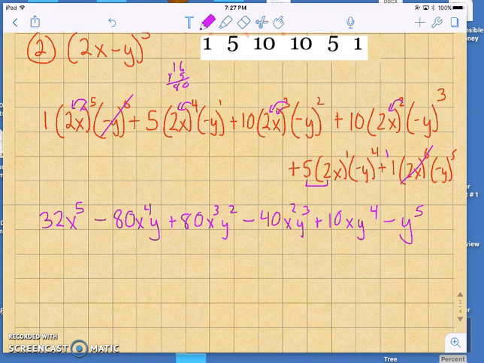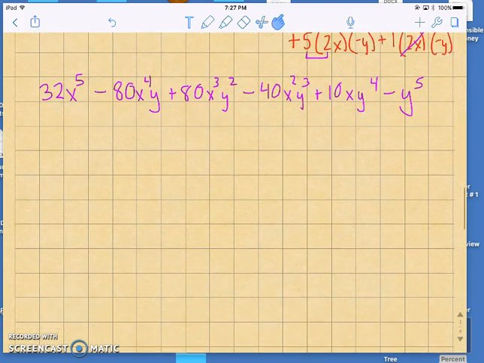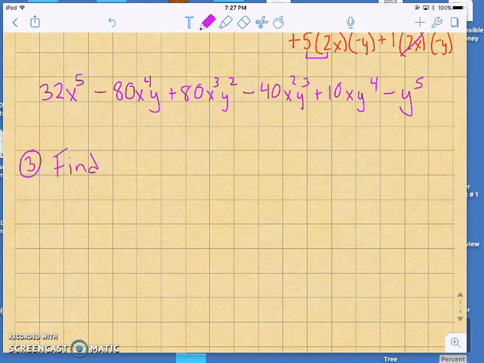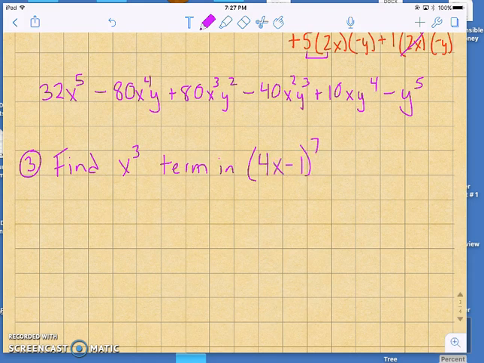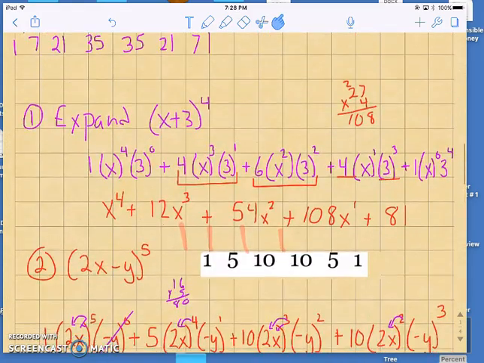So expanding is not too bad, but sometimes we might just want to find a certain term. So let's take a look at if we were asked to find the x cubed term in 4x minus 1 to the 7th. Well, I know that x cubed term is going to have 4x cubed. So if it's to the 7th power, it's got to be negative 1 to the 4th. We're going to look at the 7th row here, because here's our 7. And let's see, to get that third term.